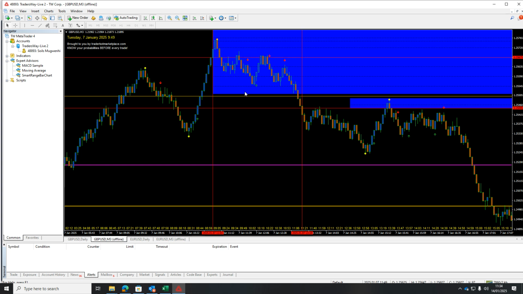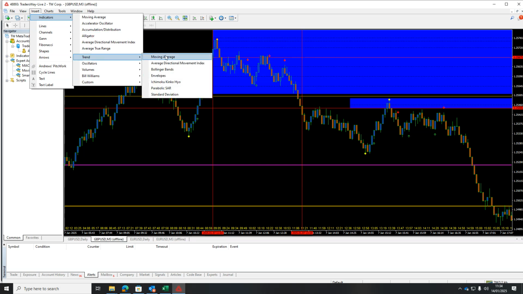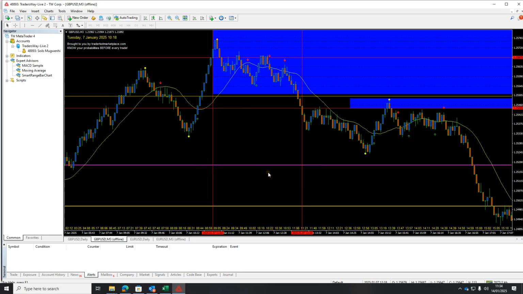Let me bring the 20 moving average, see where we got the 20-day moving average lined up. Trend 20 moving average, slap it on it. You see that, guys? Price is below it. Guess what we're gonna do? Market execution here. Simple. And we could milk it.